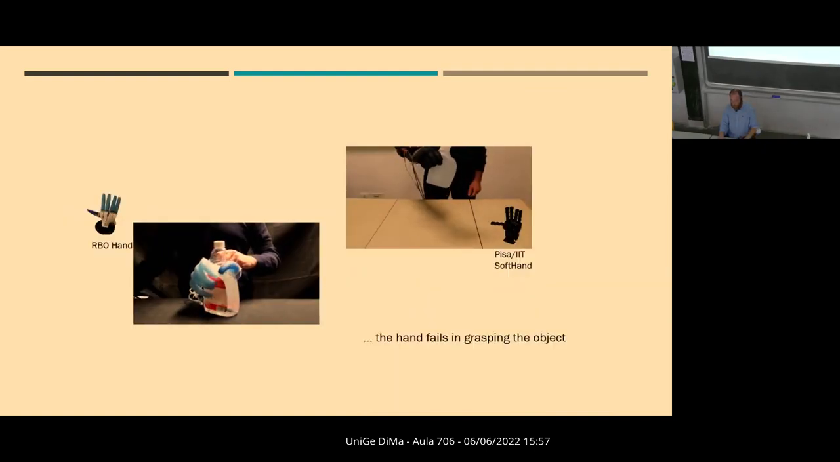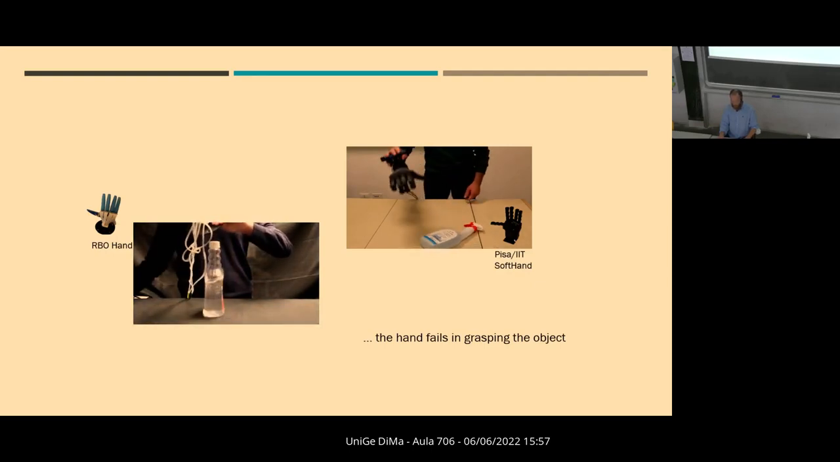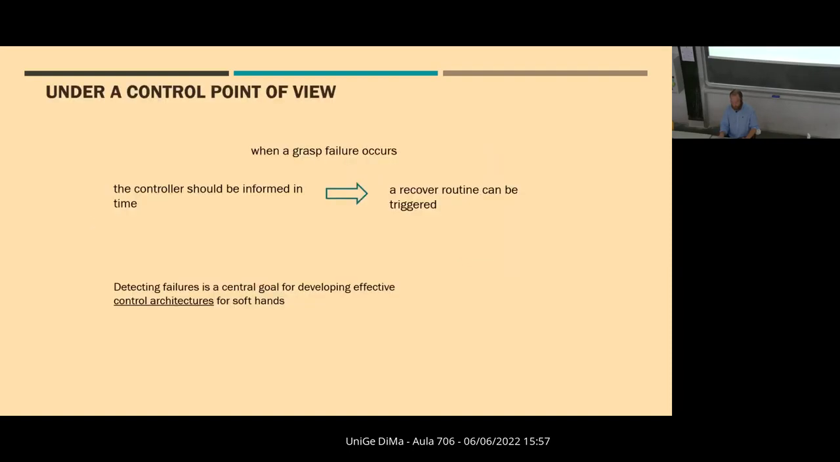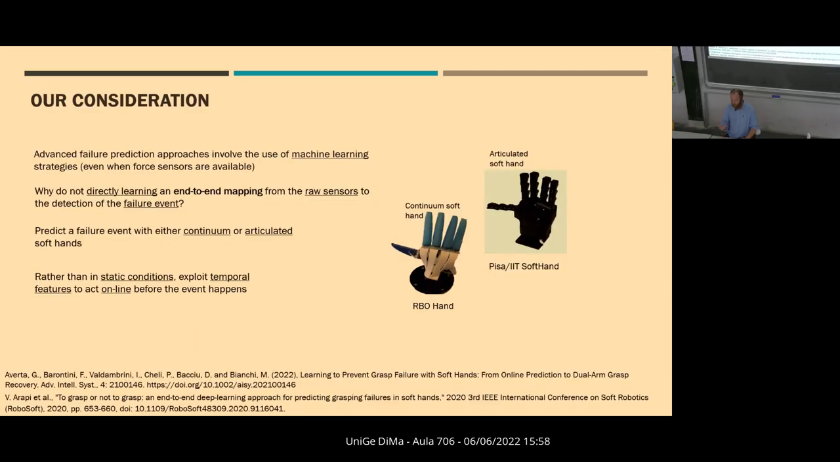And of course, if you grasp something, it happens sometimes that the object can fall from the hand. What could be interesting is to have a prediction of the failure in order to trigger a reactive action. Usually in robotics, there are strategies for grasp failure detection, if I directly measure contact forces with sensors and so on. But if I use a soft robotic hand, it's not so easy to apply rigid sensors to the hand itself.